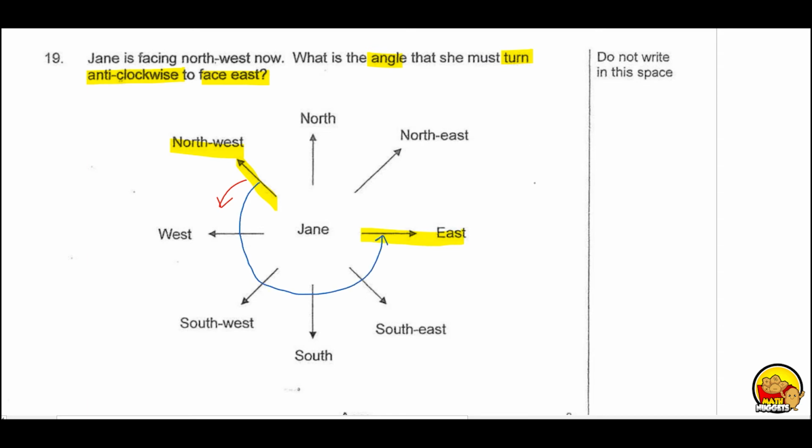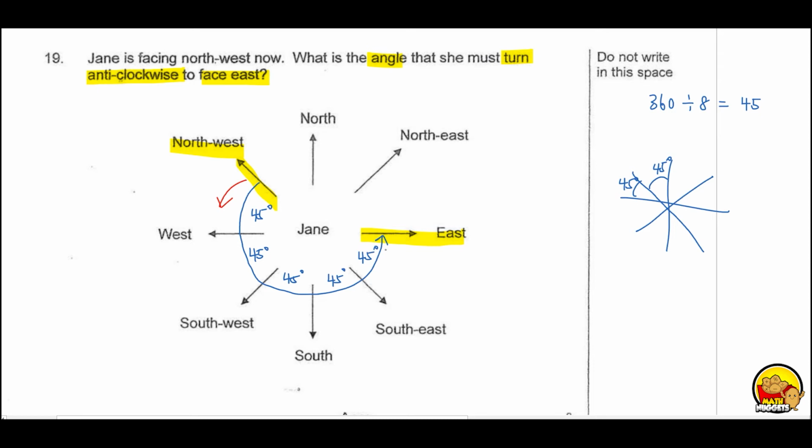Now, if we look at this, this is an 8-point compass, meaning each part is 45 degrees. If you're not sure, because one full round is 360, right? And if we divide it by 8, since it's an 8-part compass, you will get 45, right? Meaning each portion is 45 degrees lah. So this is 45 degrees, this is 45 degrees. Every single part is 45 degrees.